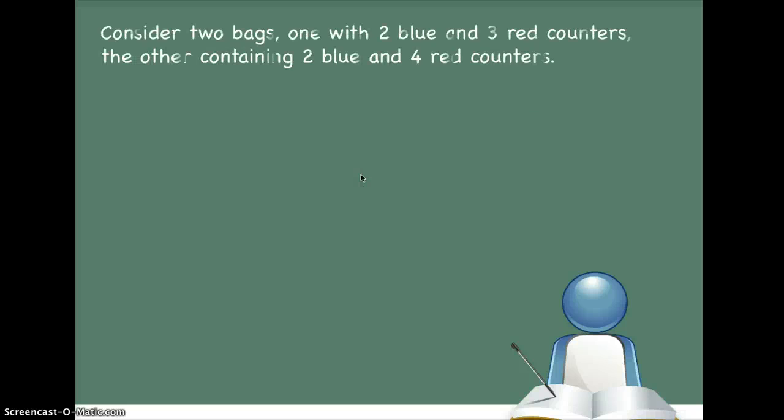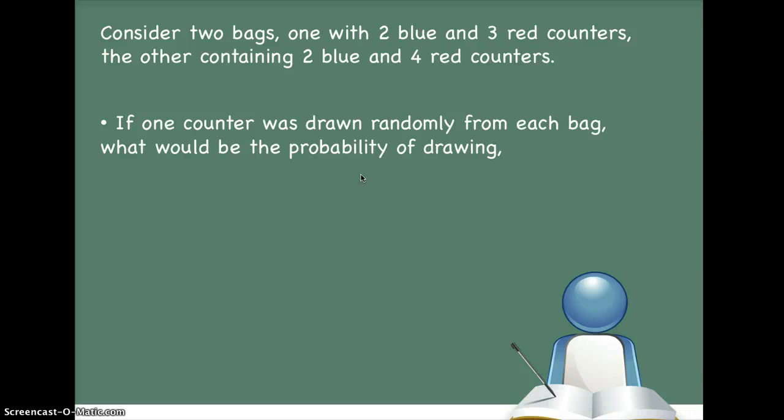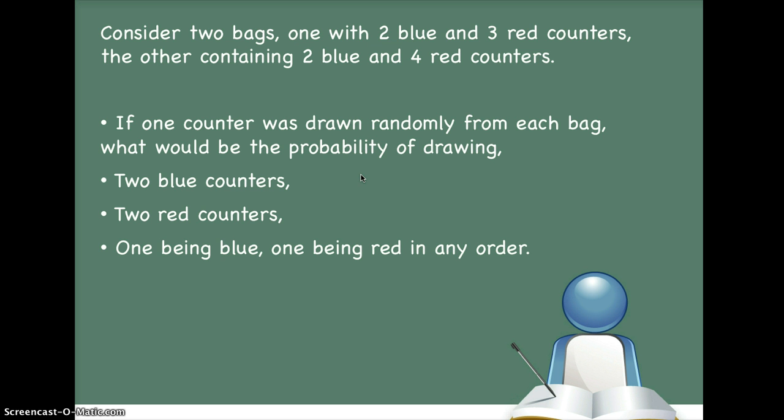Okay, to continue. Here's another problem. Consider two bags, one with 2 blue and 3 red counters, and the other containing 2 blue and 4 red counters. If one counter was drawn randomly from each bag, what would be the probability of drawing 2 blue counters, 2 red counters, and one being blue and one being red in any order?